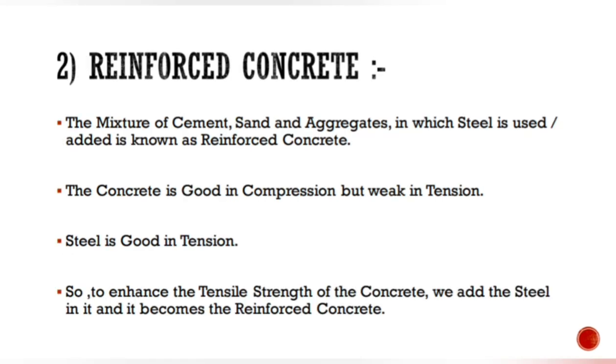Second, reinforced concrete. In simple words, the concrete in which steel is added or used is termed reinforced concrete. As we know, concrete is good in compression and weak in tension. So, to enhance the tensile strength of the concrete, steel is used in it. That is known as reinforced concrete.